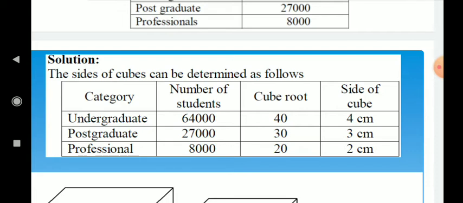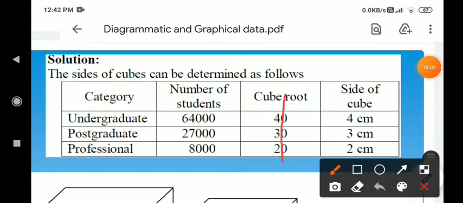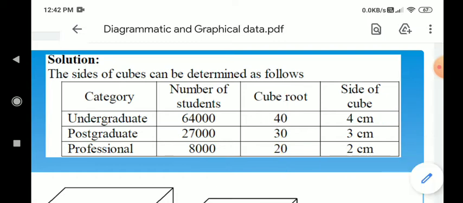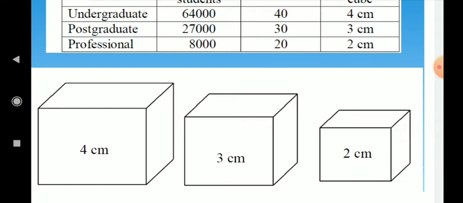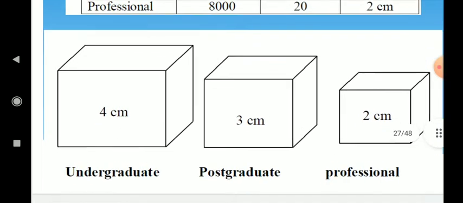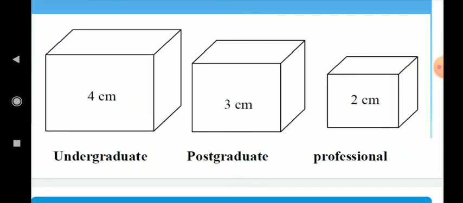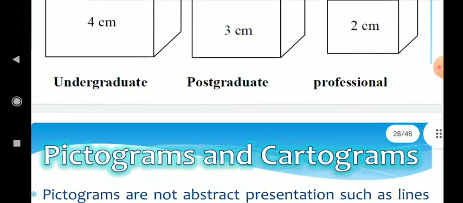Now again use some scale, say you neglect these zeros at the end. So 4, 3 and 2, that is, 10 units is equal to 1 centimeter. 4 units equal 4 centimeters, that is what you have drawn here. Similarly, now draw cubes with 4 centimeters as the side. In a cube, all the sides will be the same. So cubes have to be drawn and named UG, PG and professional. Generally, this is not asked in your examination.